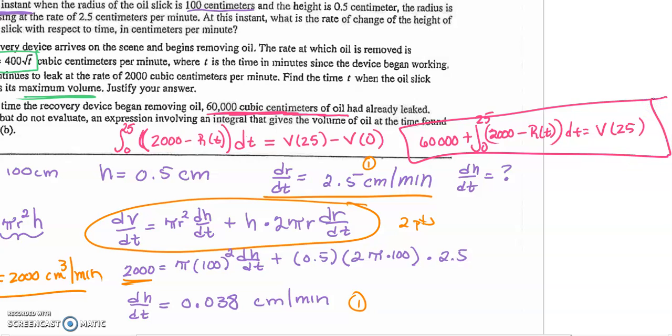And how do we get our 2 points? The limits and the initial condition. So what that means is you must have that 60,000 and your bounds from 0 to 25. And then the integrand, this right here. And that gives us another 2 points.